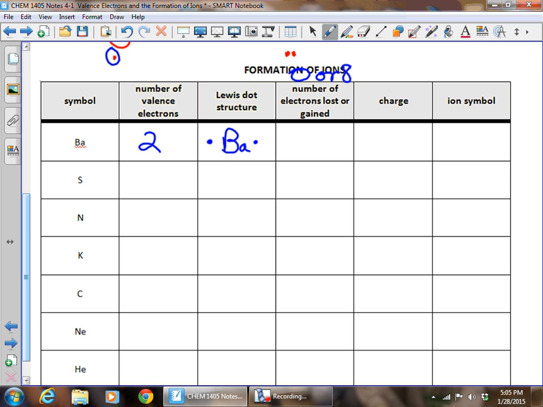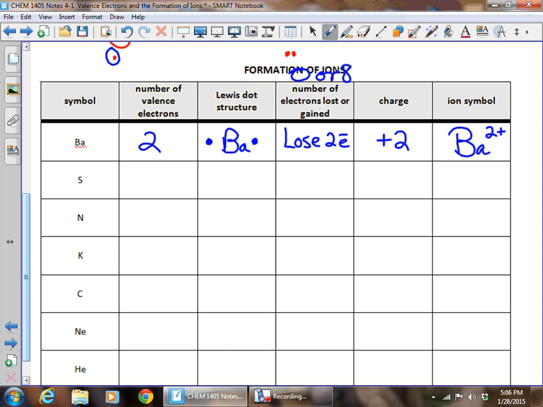So technically barium could lose these 2 that it has right here, or to gain up to 8 it would need to gain 6. We're always going to deal with the least number of electrons we can. So barium's going to lose 2 electrons rather than gain 6. When it loses 2 electrons, it loses 2 of those pesky little negative charges, so it's going to end up forming a positive 2 charge, and its ion symbol is going to look like this. It has lost electrons, so it's going to form an ion because it's no longer neutral.